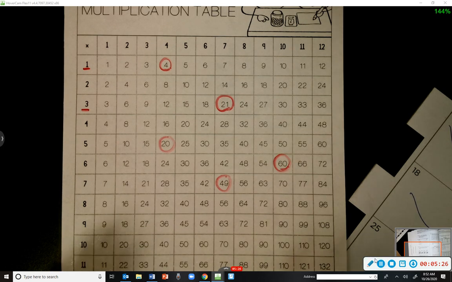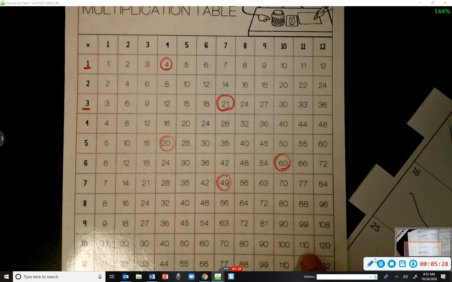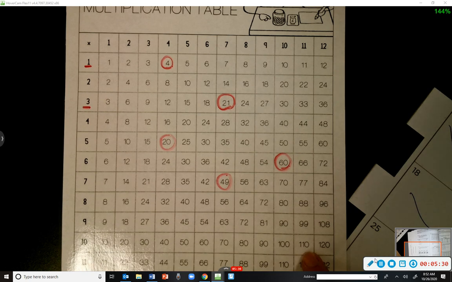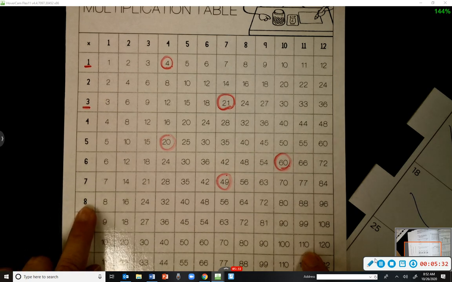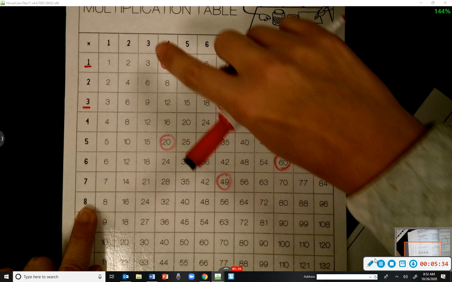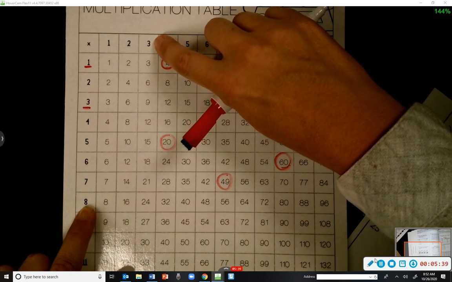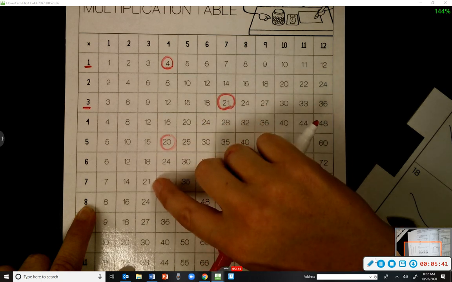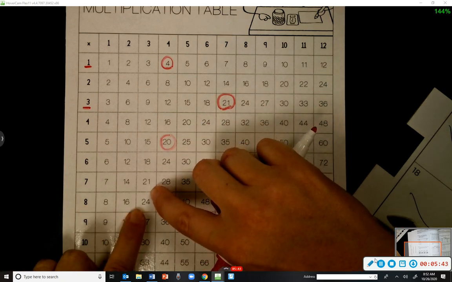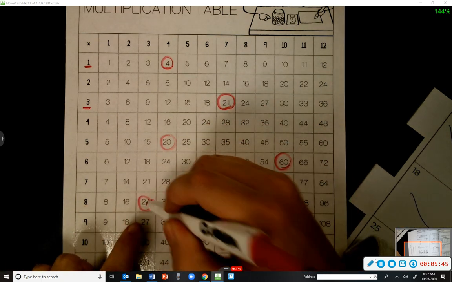So explain to me how you figured out that that was 24. On the side, I went to the 8. On the side, he went to the 8. And then the top row, he went to the 3. I went to the 3, and then I went down. And he went down. They met at 24. They met at 24. Very good.